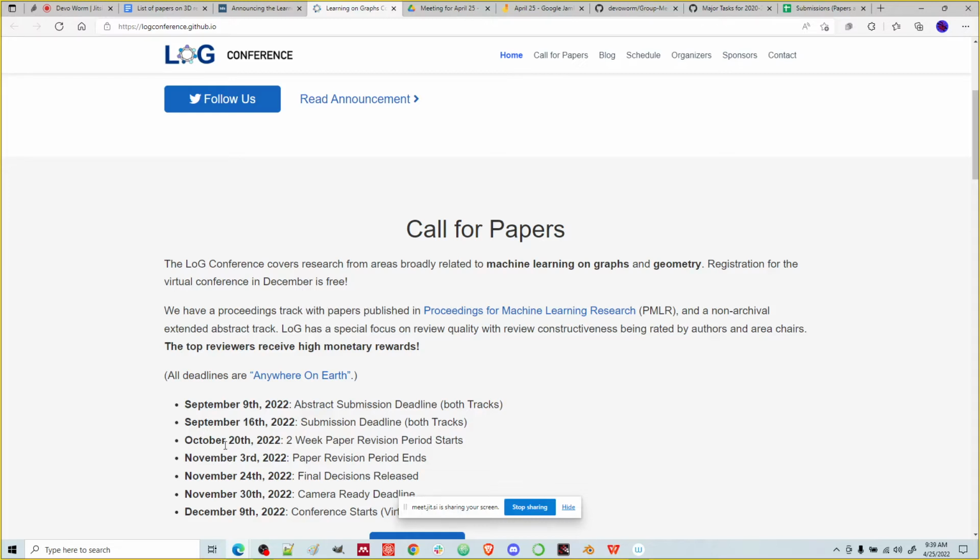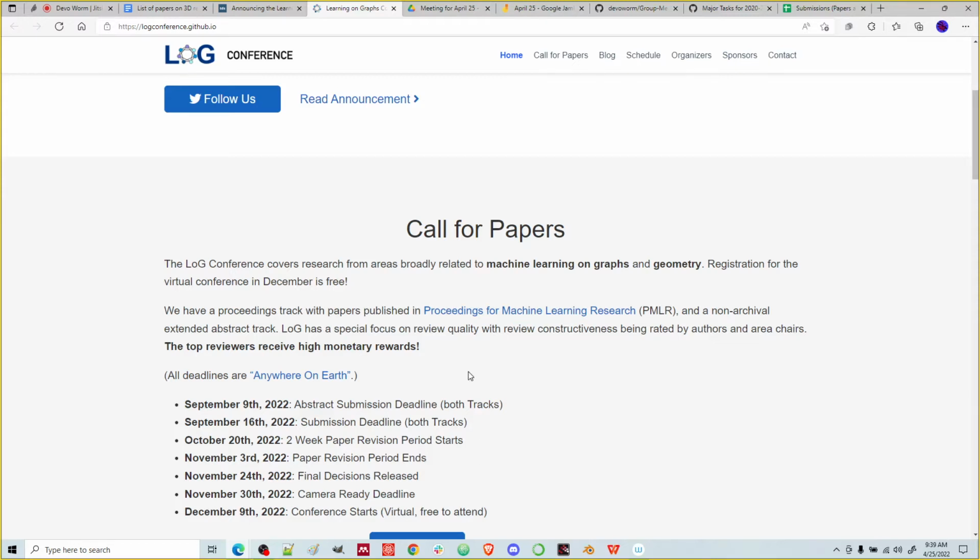This looks like you have to submit it by September, and then you have a revision period here in October, and then the final decisions are released in November. I like that they allow you to revise the papers before they give you the final decision, because a lot of conferences don't let you do that. It's just like, here's the paper, is it acceptable or not? Which is different than journals, because journals usually allow you to revise a little bit.